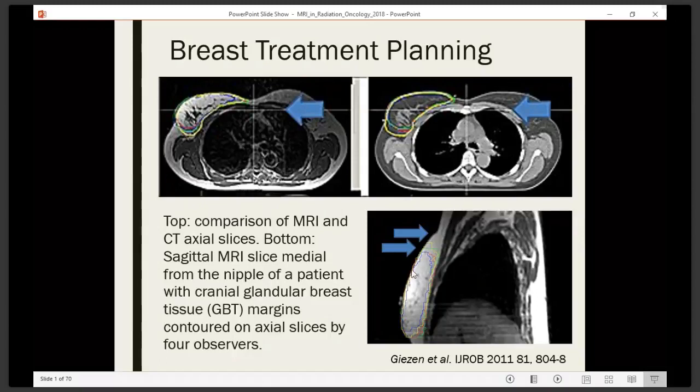And of course, again, with the MRI study, you can reformat it and get very good resolution in a sagittal mode here. And there are greater differences between the 4 observers in what the superior extent of the breast is.